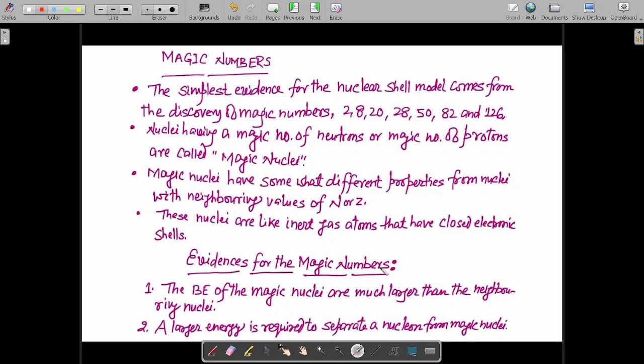Evidences for the magic numbers. What are the evidences which we have for magic numbers? The binding energy of magic nuclei is much larger than that of the neighboring nuclei. I have already told you. For example, helium and lithium are neighbors, but the binding energy of helium will be much higher than that of lithium, because lithium does not have a magic number of protons or neutrons, but helium does.